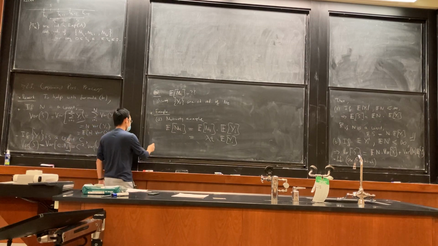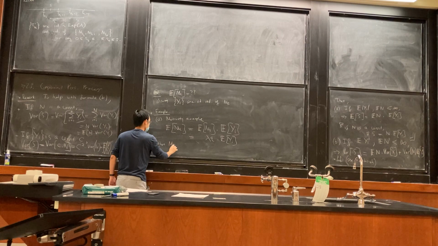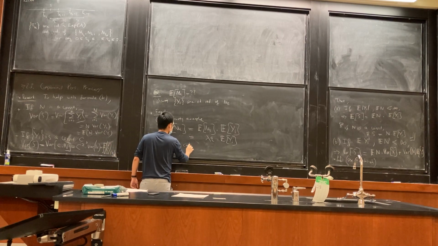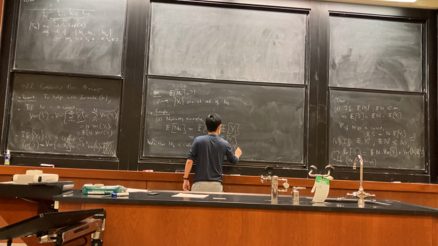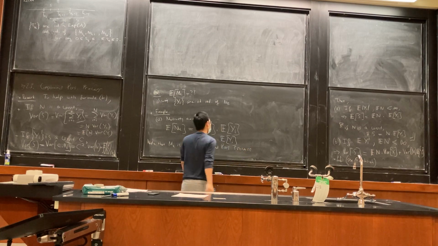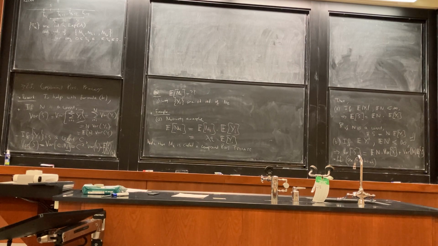And note that M_t is called a compound Poisson process. It's not a Poisson process, but it comes from a Poisson process. So in general, M_t is not a Poisson process itself.